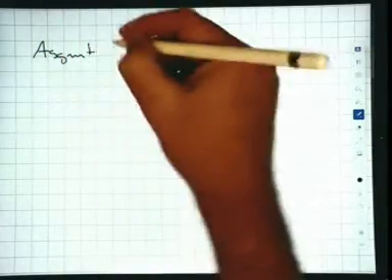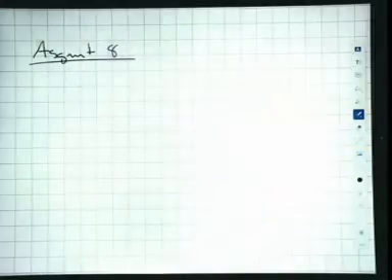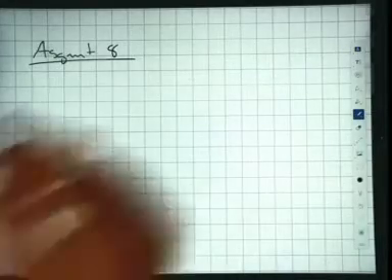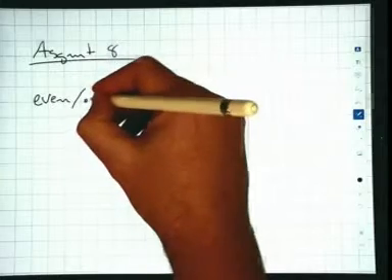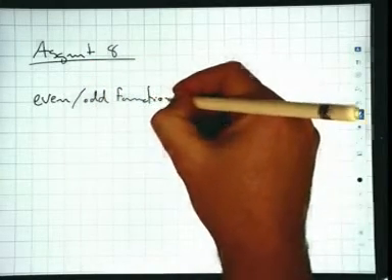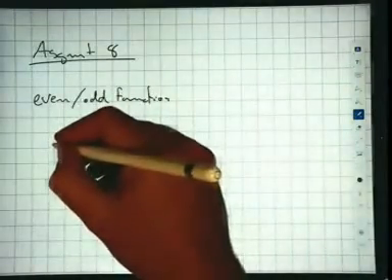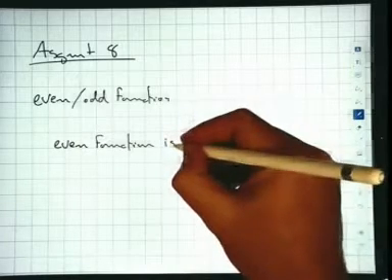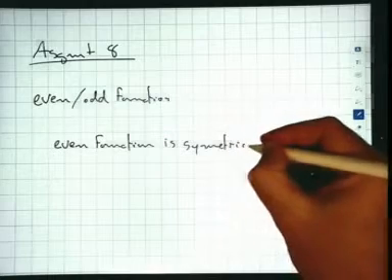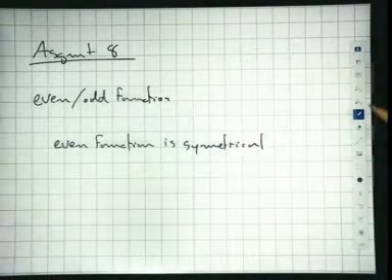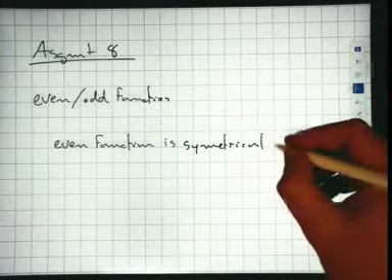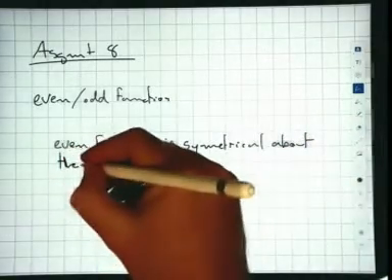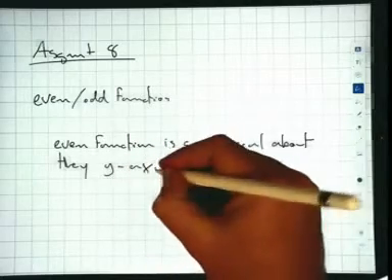So, before I specifically address problem number 11, let me address two things, even and odd functions. So, by definition, an even function is symmetrical about the y-axis.